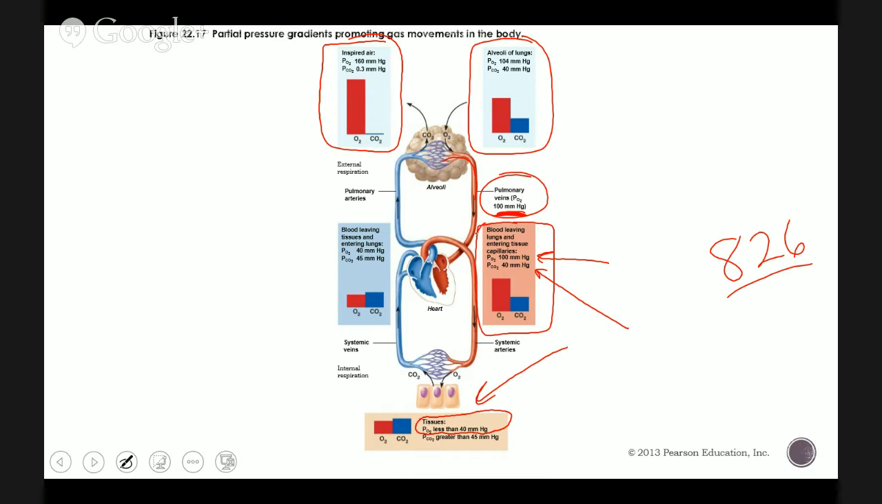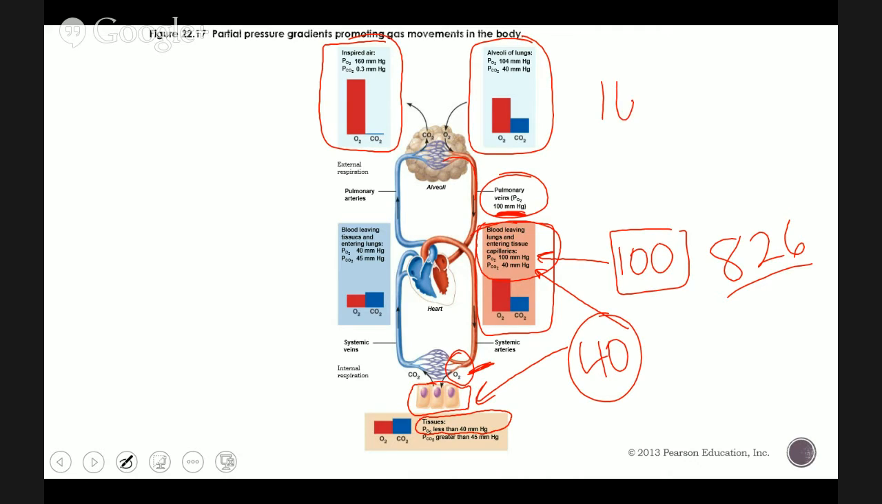Okay, here we go. So in the blood, partial pressure of oxygen is what? 100. Down here, it's 40 in the tissues. Which is bigger? 100 or 40? 100, right? This is really tough, okay? So if we have oxygen with a partial pressure of 100 here in the blood, and we have oxygen with a partial pressure of 40, which way is the oxygen going to move? From high to low or low to high? High to low until what? It equalizes.